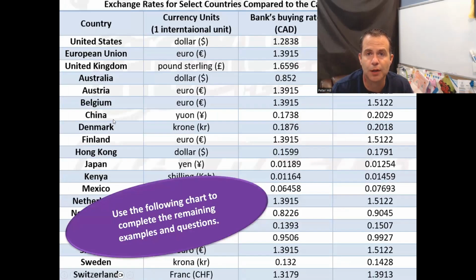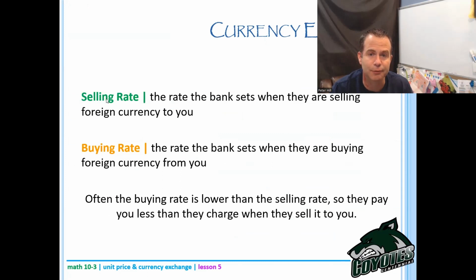All right, welcome back. Now, it says use the following chart to complete the remaining examples and questions. Now I'm going to come back to this chart in a second. I want to explain in your notes what the buying and selling rates are. It can look confusing, but it's not that bad. The selling rate is the rate the bank sets when they are selling foreign currency to you. So you're walking into the bank and saying, I need Mexican pesos for my trip. So the bank is selling you Mexican pesos.